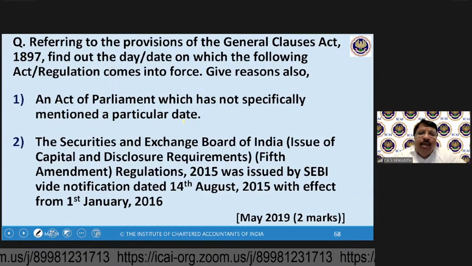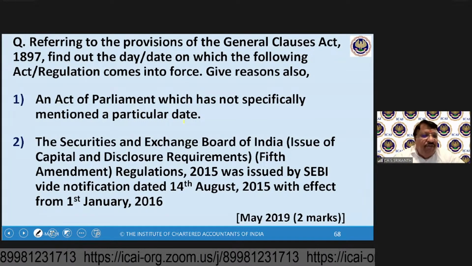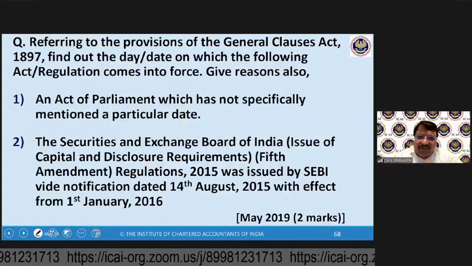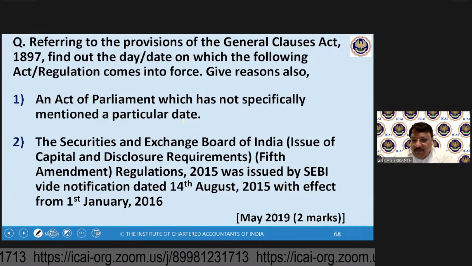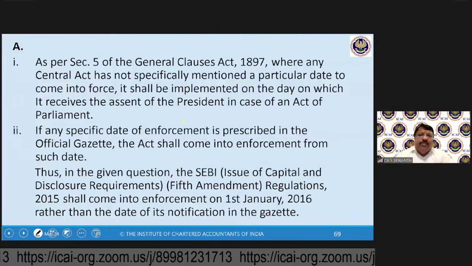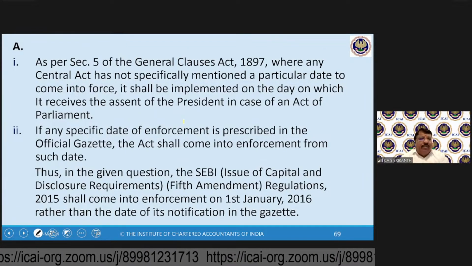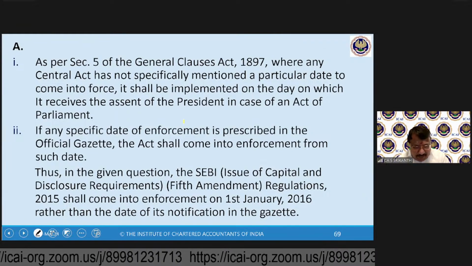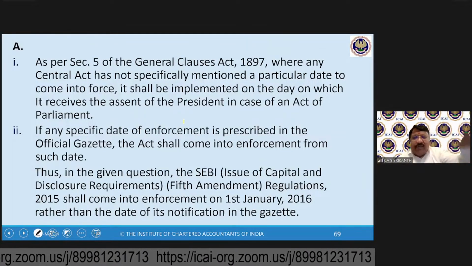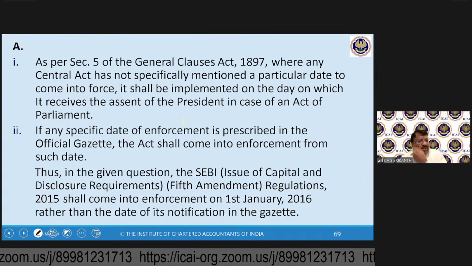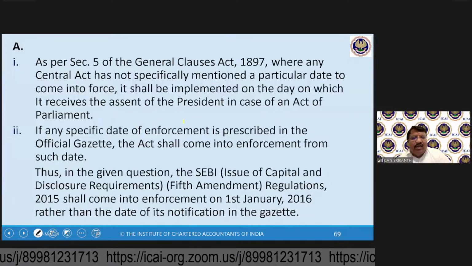So the SEBI regulations were issued by SEBI vide notification in 2015 with effect from 1st January. Okay. Now as per the General Clauses Act, if any specified date of enforcement is prescribed in the Official Gazette, the Act shall come into force from such a date. So thus in the given question, the SEBI regulations shall come into force on 1st January 2016.